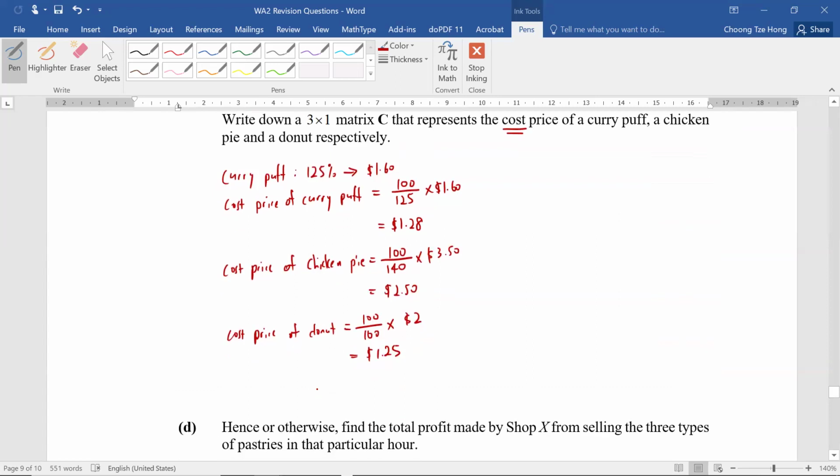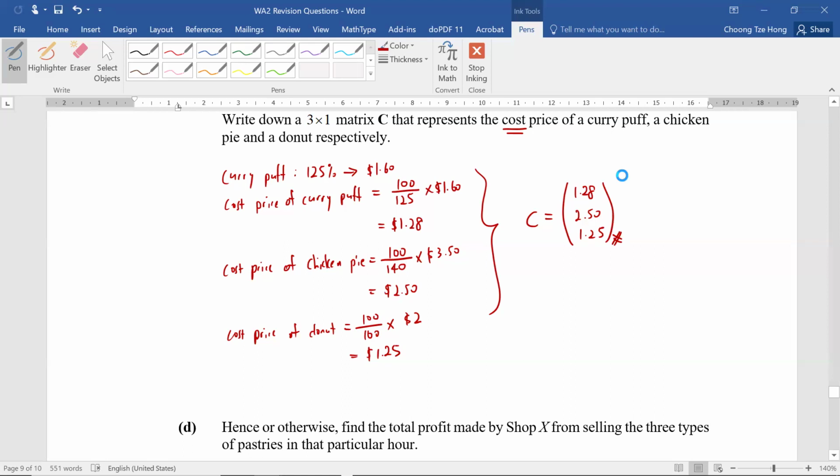Now they want us to write down this info in the matrix C, a 3 by 1 matrix. So C is going to be 1.28, 2.50, and 1.25.